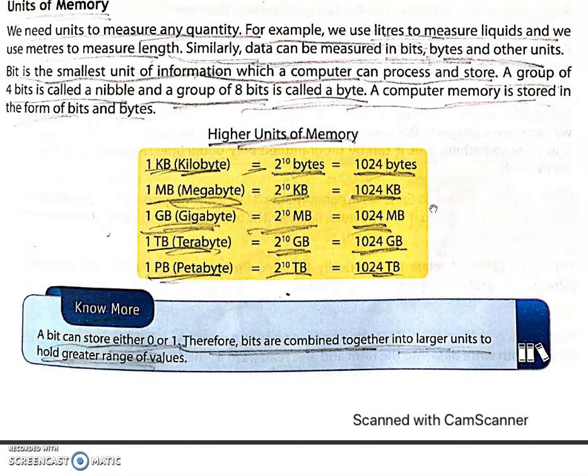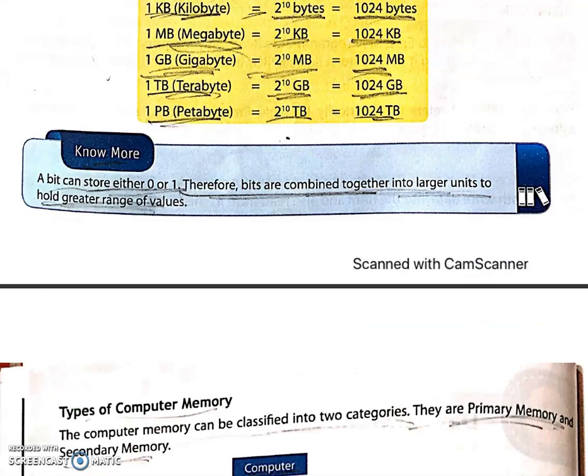Because you do not store 1 or 2 bits like this, you store the bits in groups of 4 or 8. So that's why this is all multiples of 4 and 8. Okay, a bit can either store 0 or 1. Therefore, bits are combined together into larger units to hold a greater range of values.